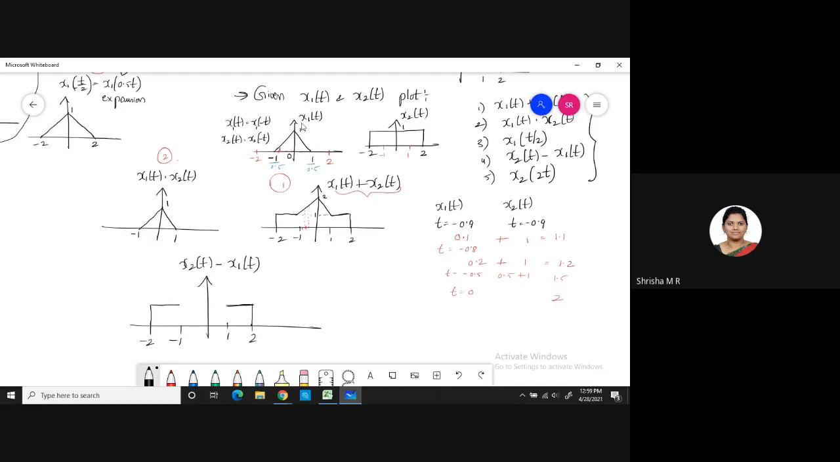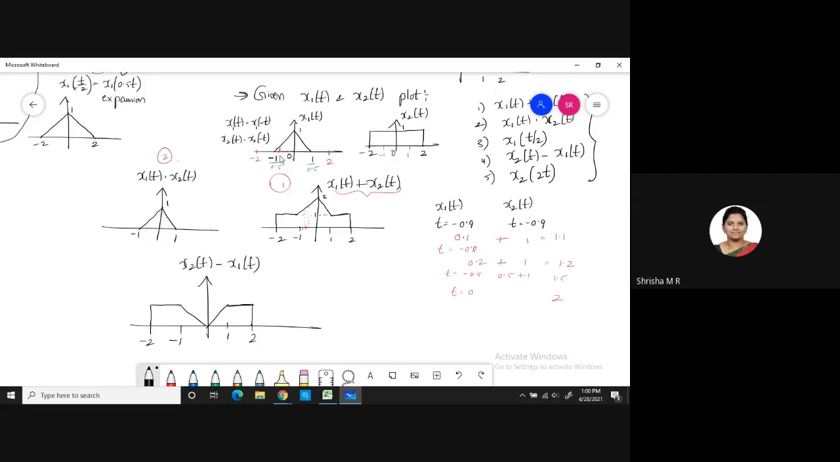Next, at t is equal to 0, what do you have? 0, ma'am. 1 minus 1 is 0. So the signal will tend to 0 on the left hand side. Even on the right hand side, it will tend to 0. Got it? Understood? Yes, ma'am. So if you want, you can verify this by doing it like this.